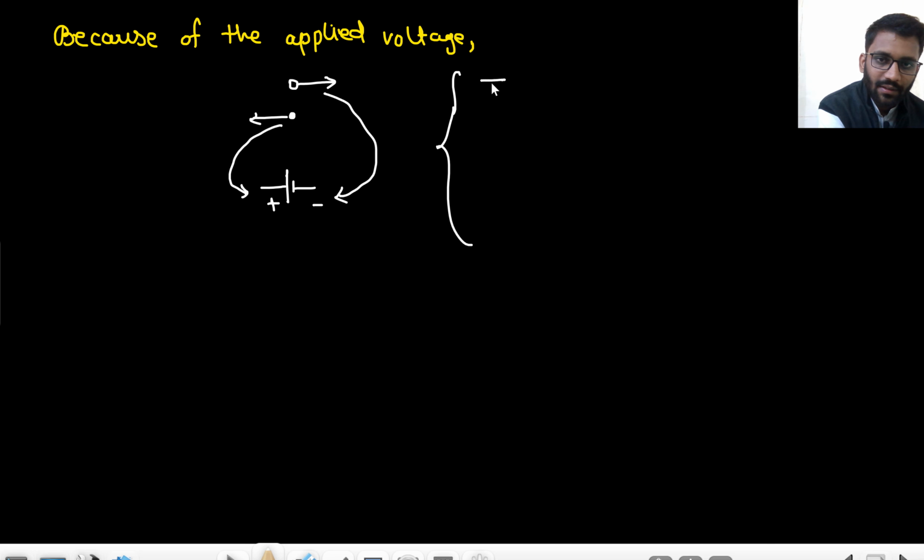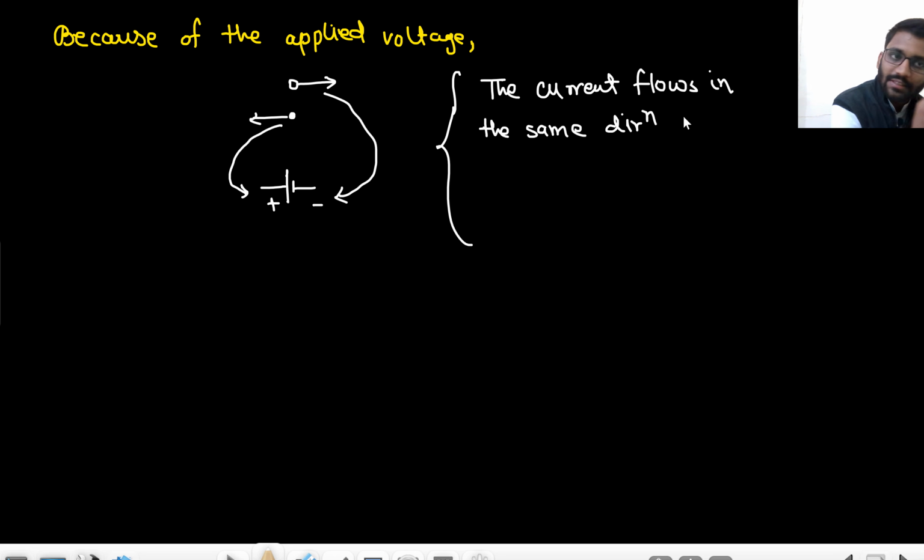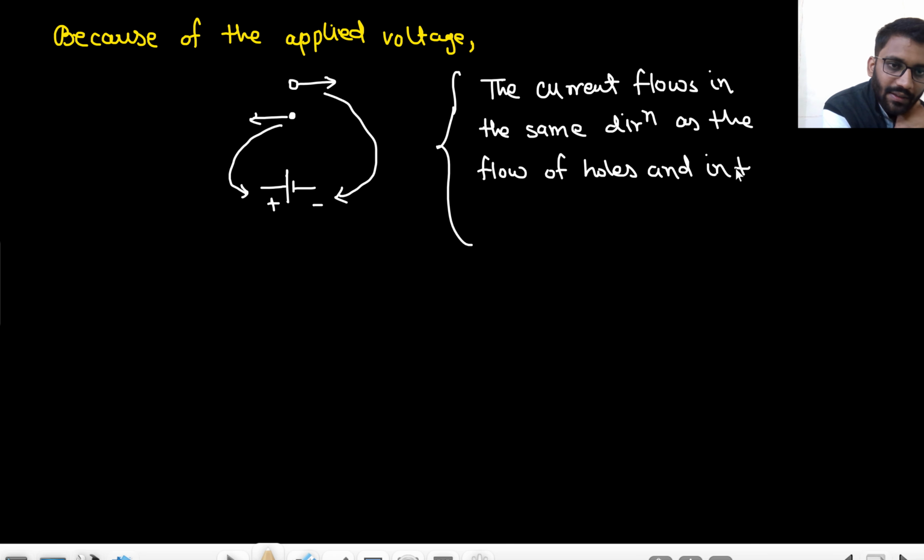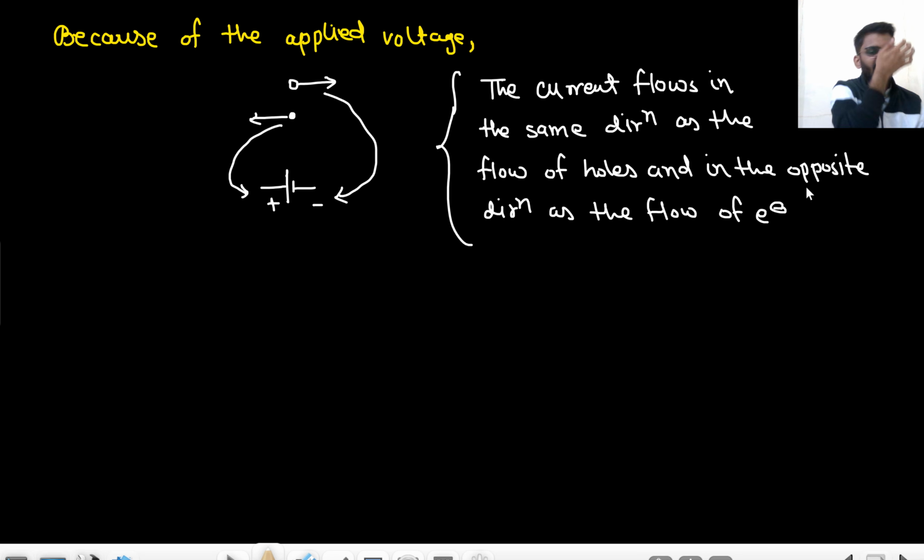So this point I can write down. These are some facts that you need to remember. The current flows in the same direction as the flow of holes, and in the opposite direction as the flow of electrons. You are getting my point?